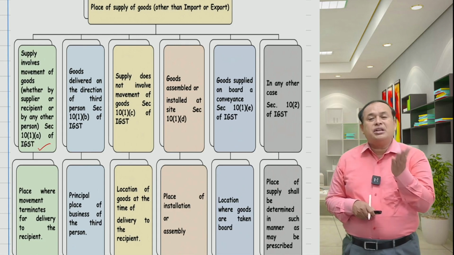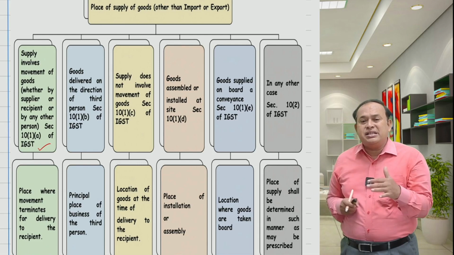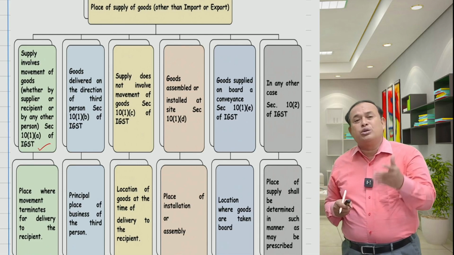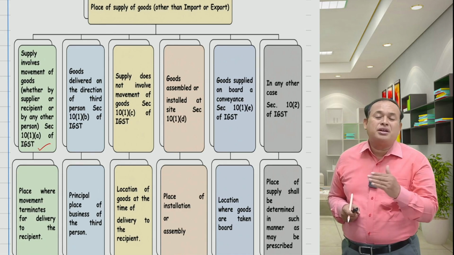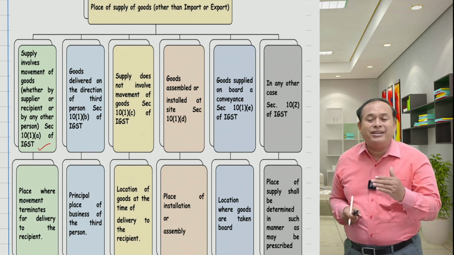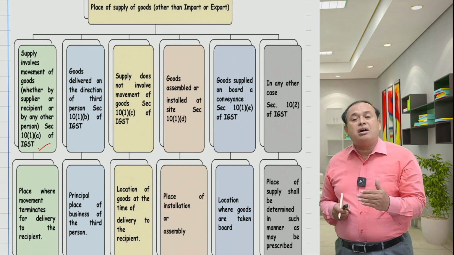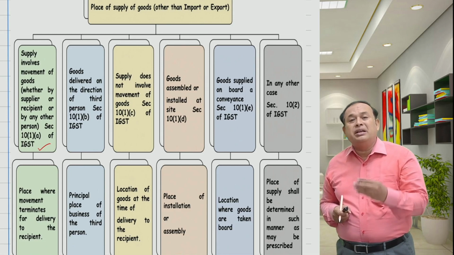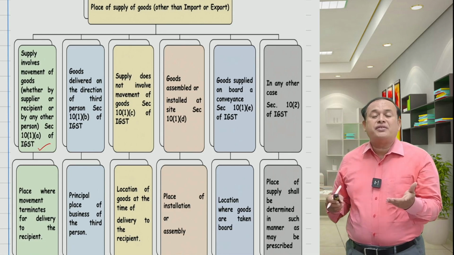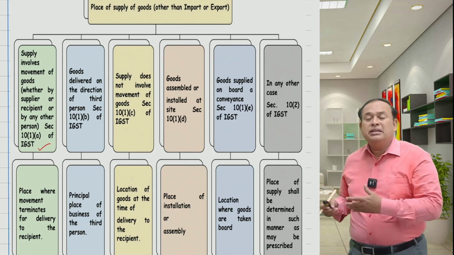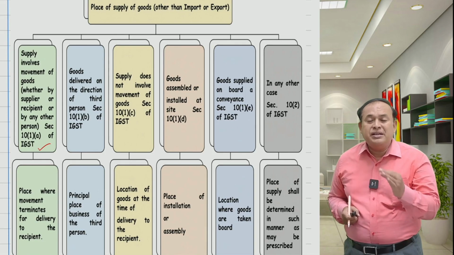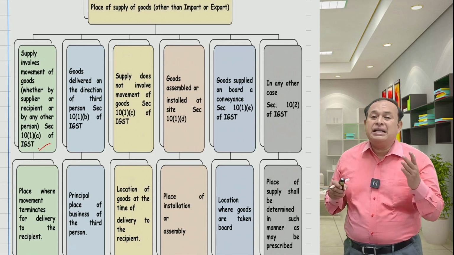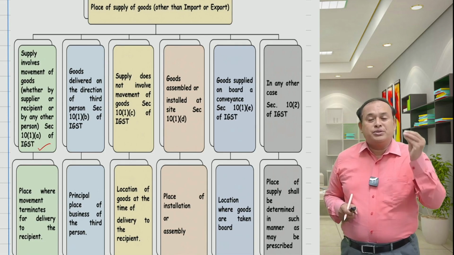Sir, the location of supplier is in one state and place of supply goes to another state, in the case where supply involves movement of the goods as per section 10, subsection 1, clause A. The place of supply is a different state, and the location of supplier of the goods is in another state. In that case, it is interstate supply. Is IGST applicable? How can you say this?